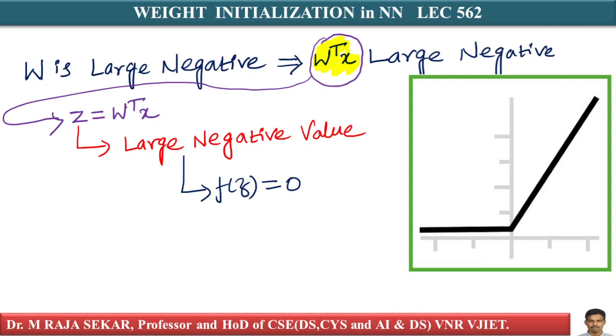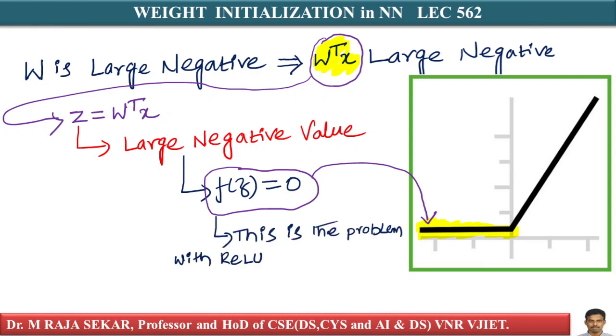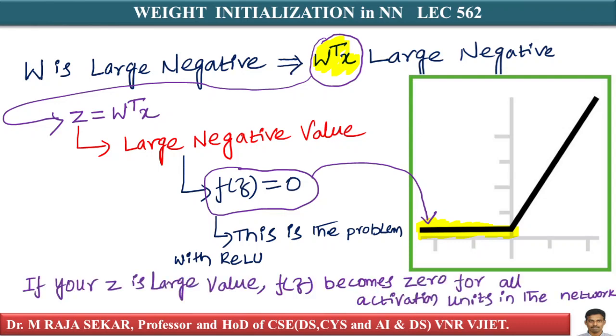So you should again not have W_kij, which are the weights, as large negative numbers, isn't it? Why are we facing this problem? As W_kij are large negative numbers. If Z is a large negative value, it means we have a problem with ReLU activation functions. F of Z becomes 0 for all activation units in the network.